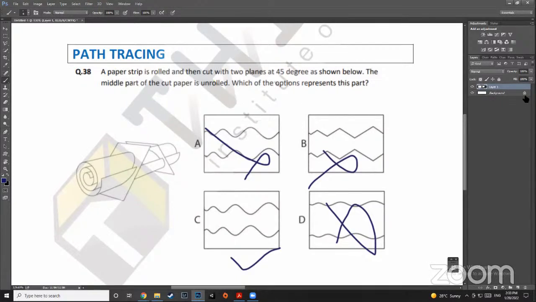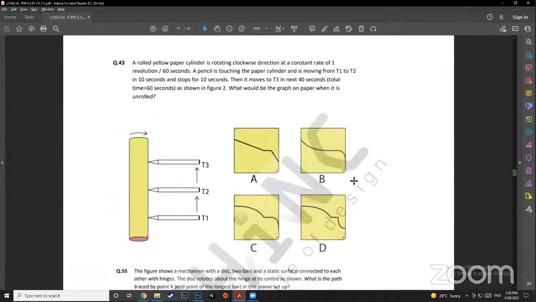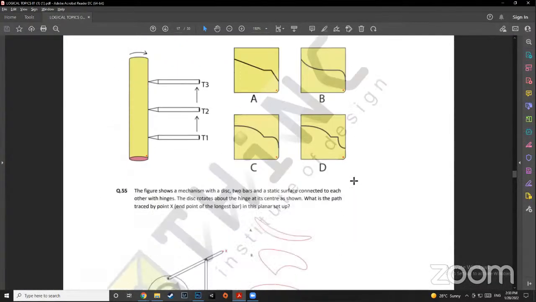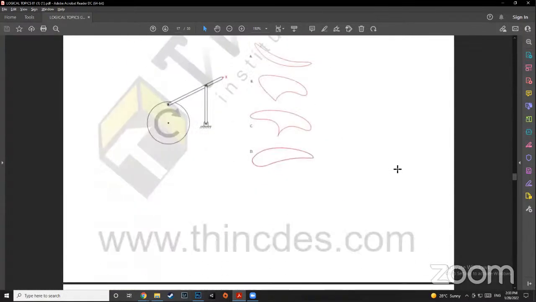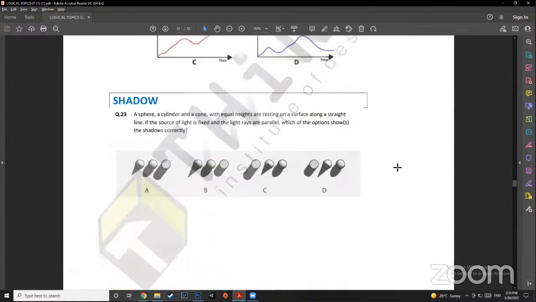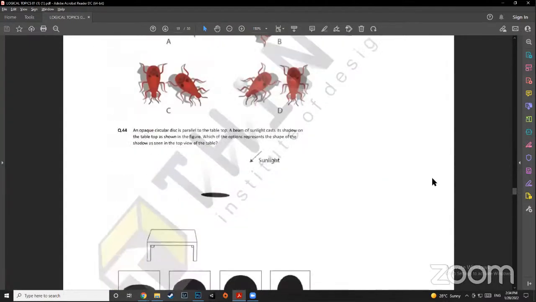Again, different questions will come where you have to map out graphs, where you have to map out a roller, where you have to map out a pencil, but logic will always be there and you will have to pay attention to the logic. If you pay attention to the logic, you'll get the answer. Then shadow based questions. There is a light coming from one area and then there is shadow forming from one area. What sort of a shadow will it form, right?